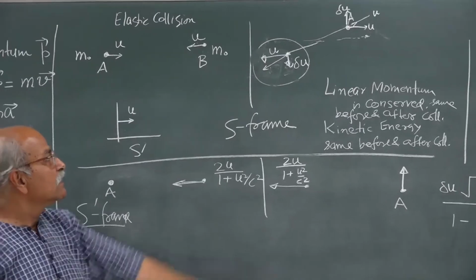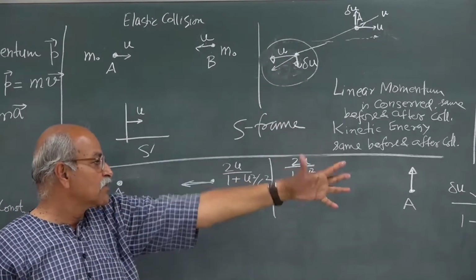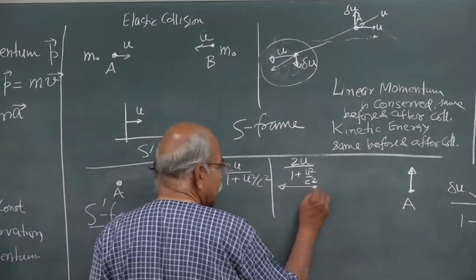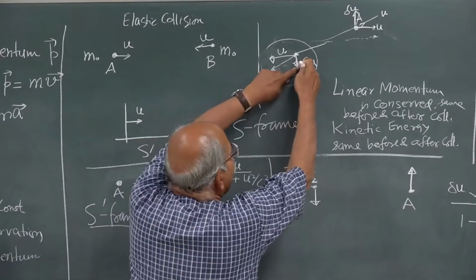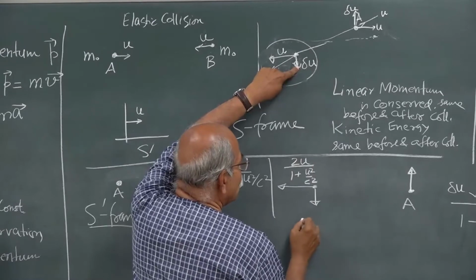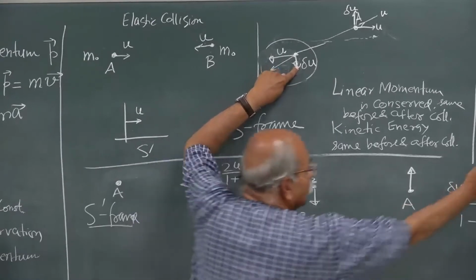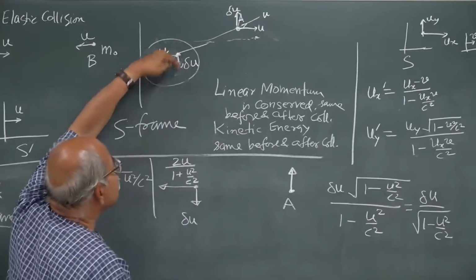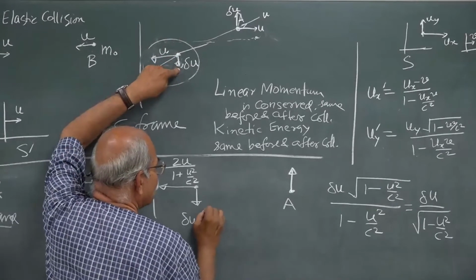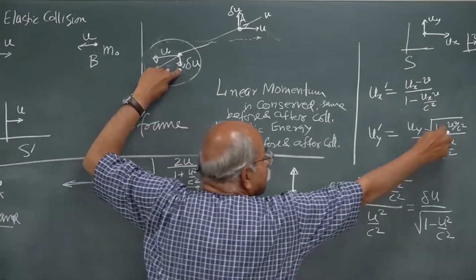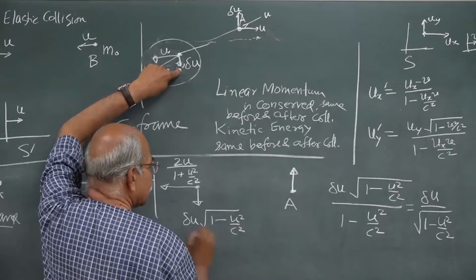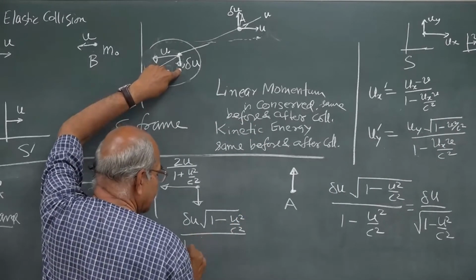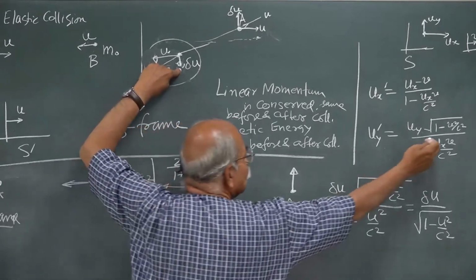And the y component is delta u here. So, similar transformation, the y component will be what? That will be delta u. Look here, this is uy, and then the square root of 1 minus v, the frame velocity, which is u here, so u square by c square, divided by 1 minus ux.